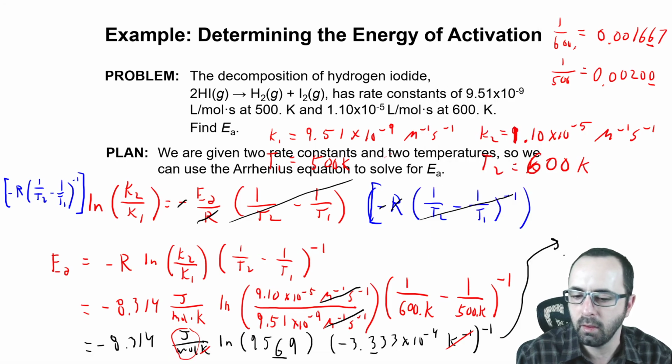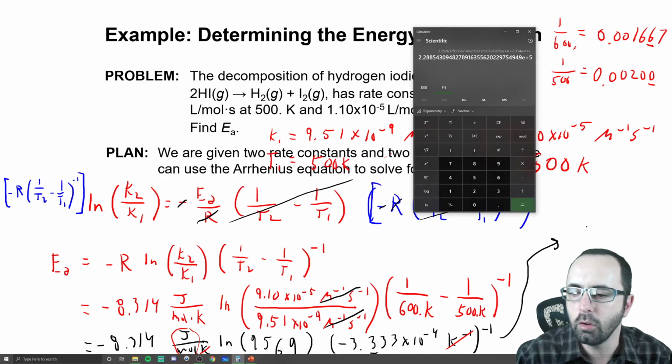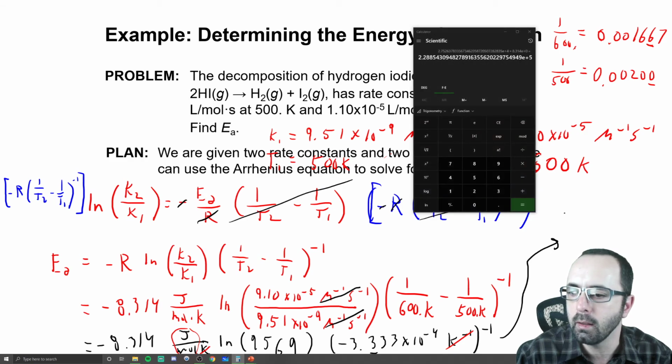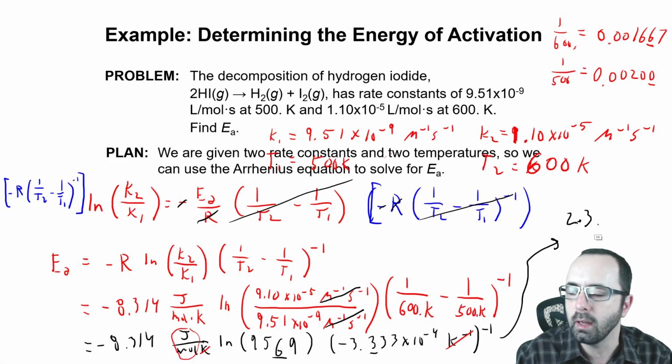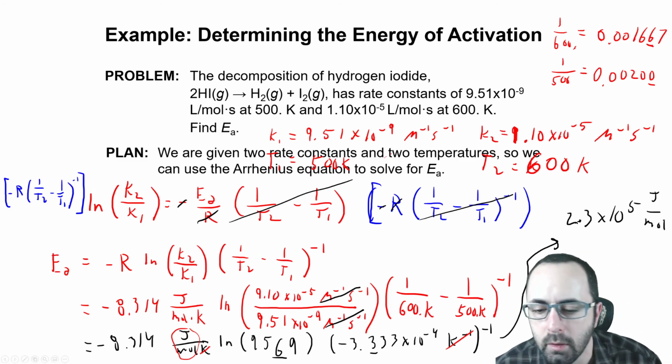And I get for my result, I'm running out of space here, but I'll write it up here. It's going to be 2.3 times 10 to the 5th. And my units are joules per mole. Or joules is fine too. The mole would be understood.